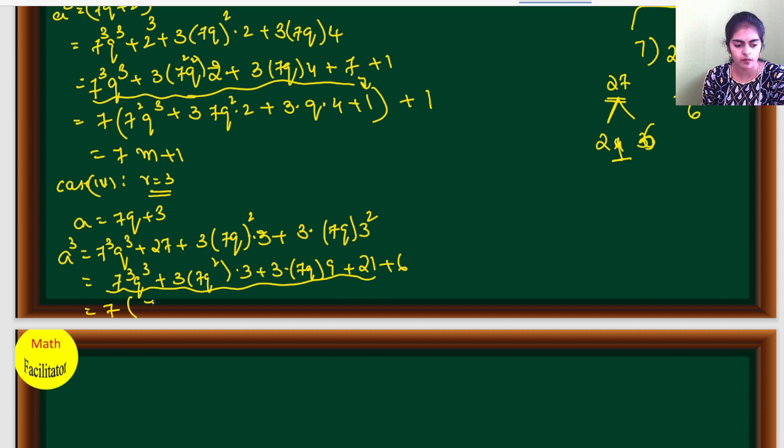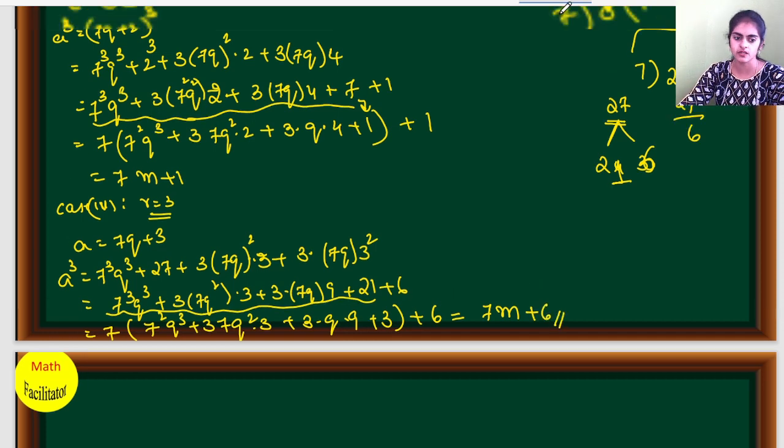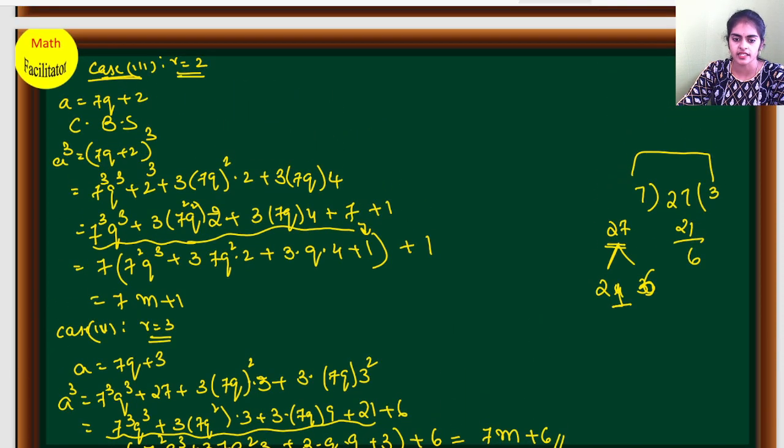So if I am taking 7 common, I'll have 7 square q cube plus 3 into 7 into q square into 3 again, plus 3 into q into 9, plus out of 21, if I am taking 7 common, I'll have 3, plus 6 is remaining. Okay, so this final step I can write as 7 into the total, everything in the bracket, I'll take it as m, plus 6. So this is one equation you got. A cube of any positive integer is of the form 7m plus 6. Till here, is it clear?